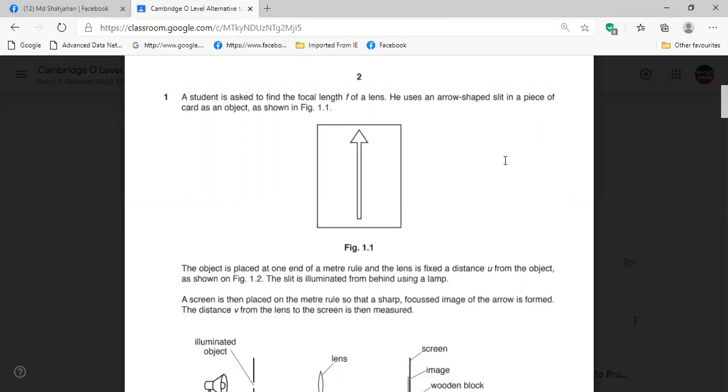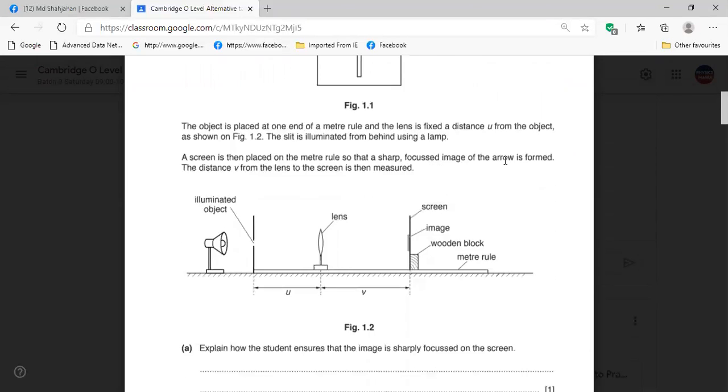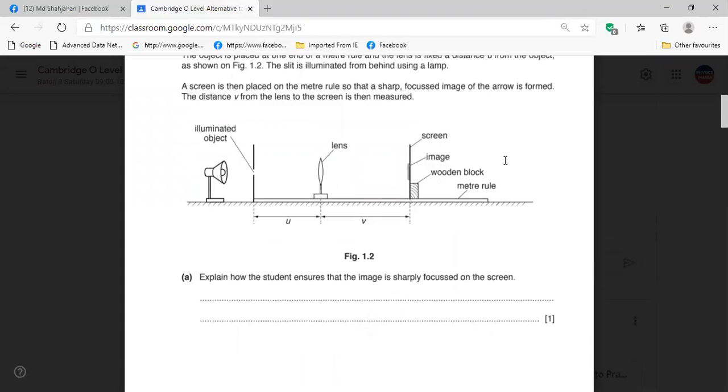Explain how the student ensures that the image is sharply focused on the screen. So what is the answer of it? Sir, we can move the screen forward and backward slowly. So you are moving the screen.